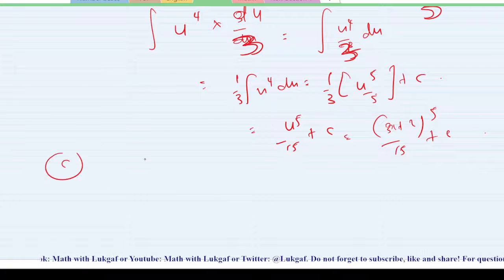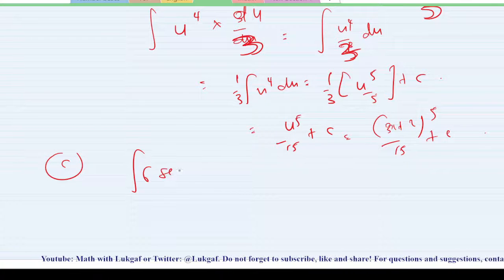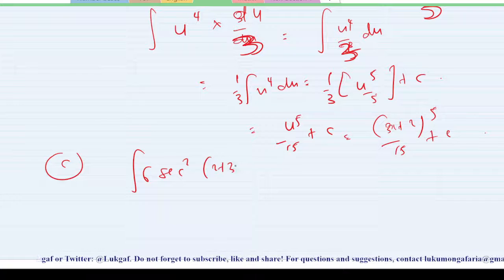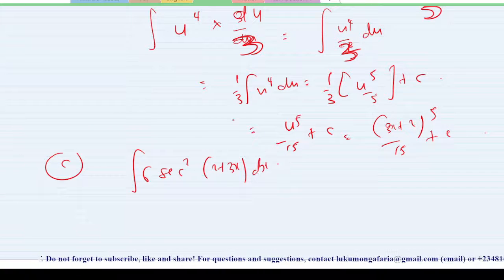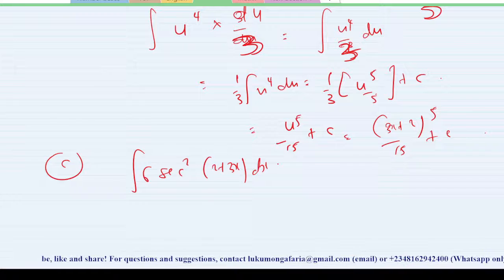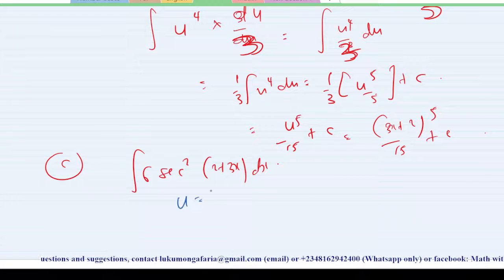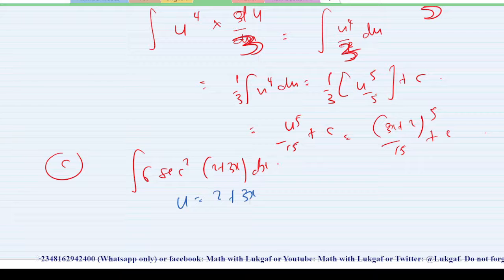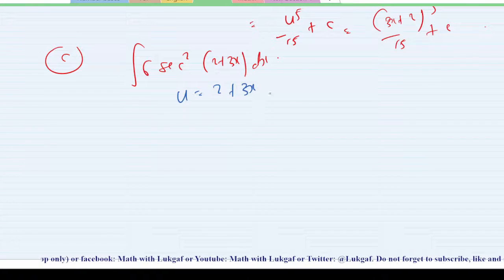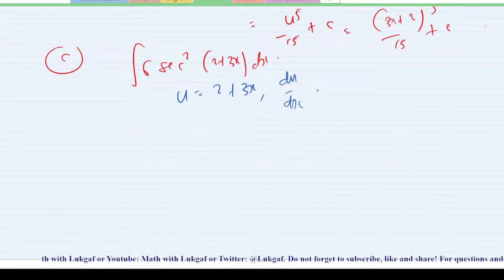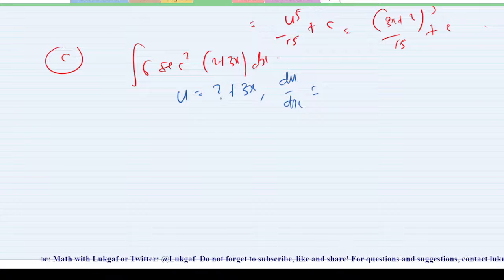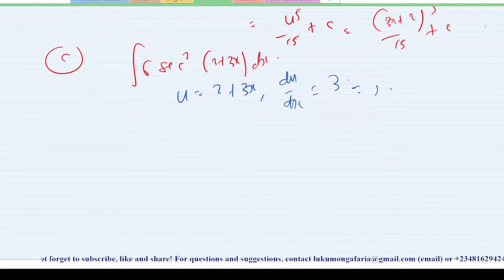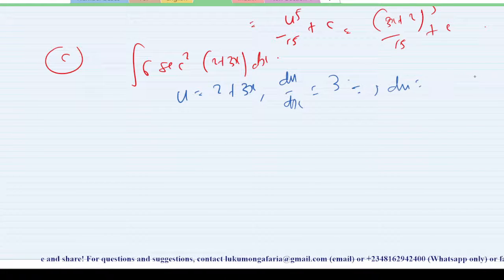And lastly, let us do this together. You have integral 6 sec squared of 2 plus 3x dx, right? Okay, now if you substitute your u to be a linear function of x, it means my u here will be 2 plus 3x. Follow your u substitution approach. You differentiate u with respect to x. Then your du/dx will be what? Derivative of 2 is 0. Derivative of 3x is 3. Then your du will now be 3 dx, right?